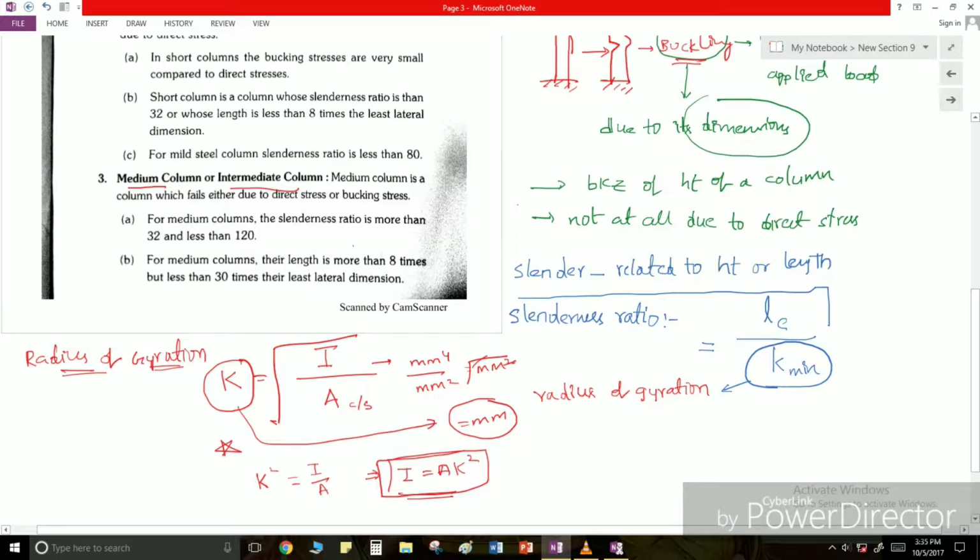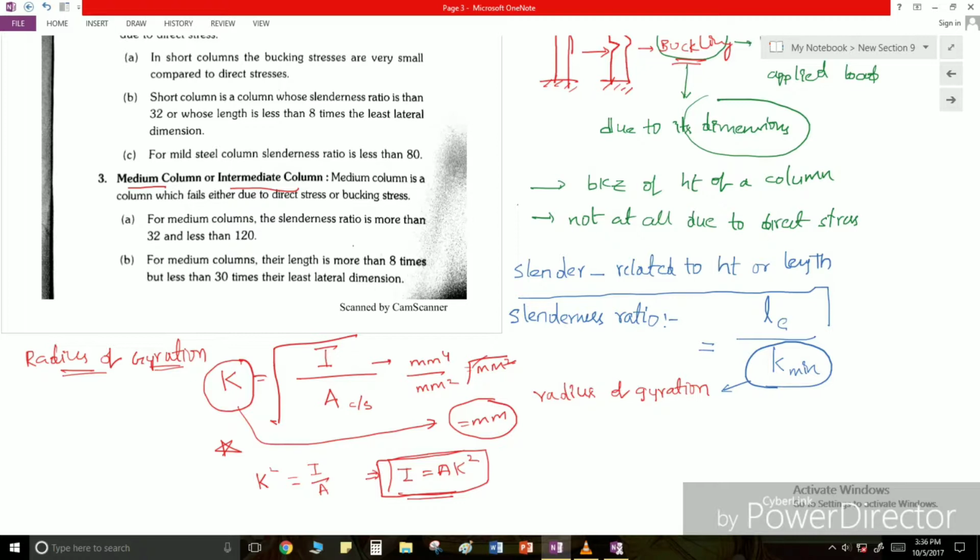Very important. If you square it, k square is equal to I by A, and I is equal to A into k square. So this is a commonly used relation. The relation between I, moment of inertia, area of cross section and radius of gyration is I equals A k square, where k is the radius of gyration, defined as the ratio of moment of inertia to the area of cross section, under root.